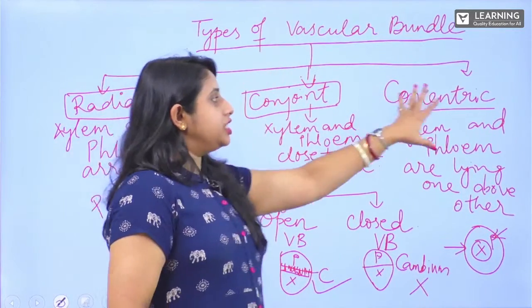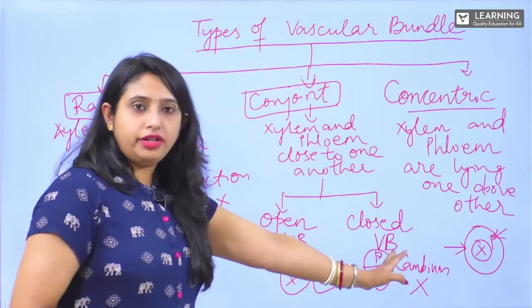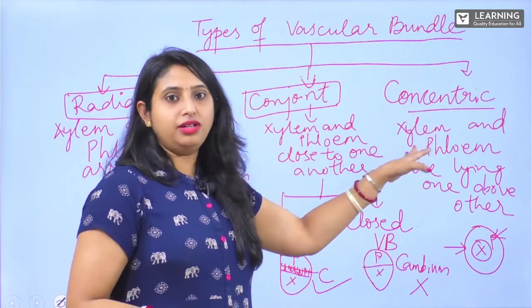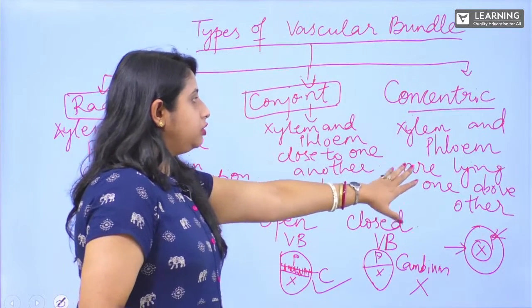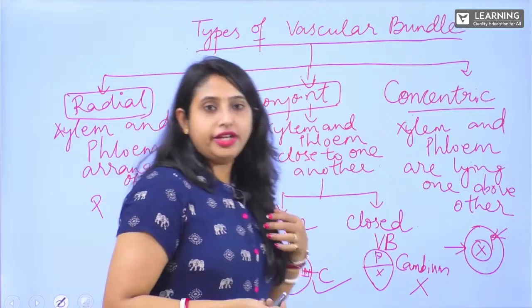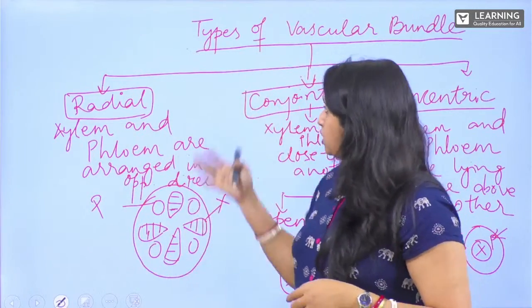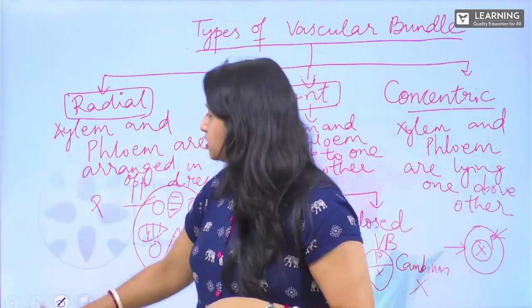So again, this concentric vascular bundle is divided into 2 types, that is your amphivasal and amphicribral. Okay. So again, it is divided into 2 types. So these are the various types of your vascular bundle.